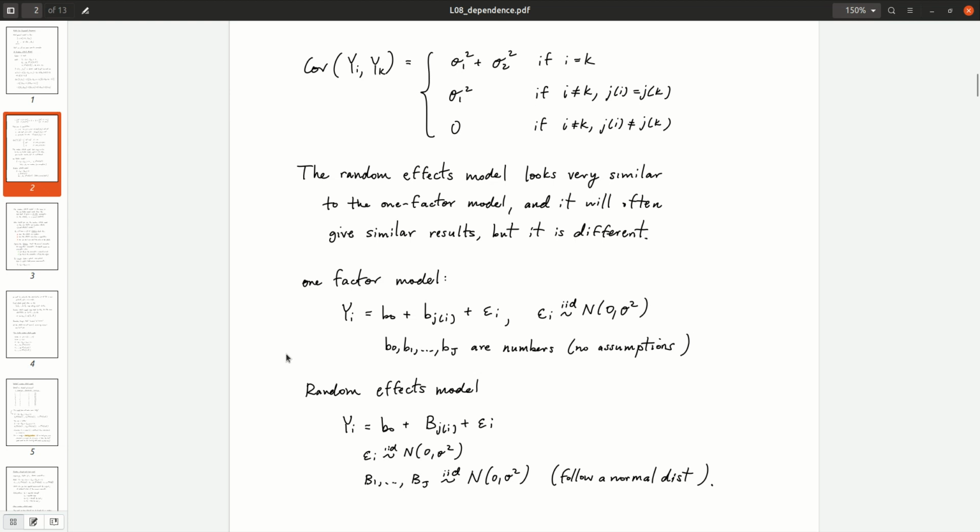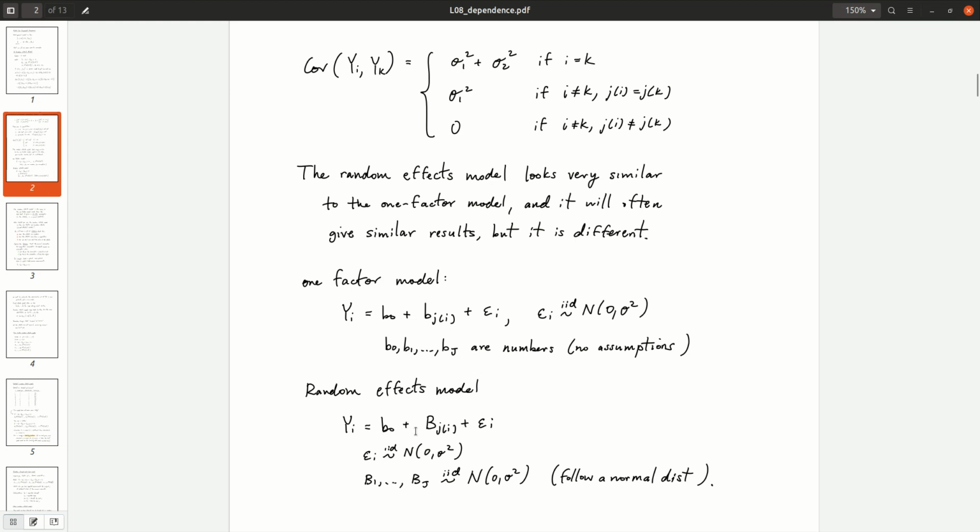So let's review what that is. In the one-factor model, we have this model. The difference here is that these b sub j of i's are not normal random variables. The assumption here is that this collection of parameters are just numbers. What I mean by that is they're numbers, but we place no assumptions on what the distribution of the collection of these numbers is. Now that's different from the random effects model. So this is the random effects model.